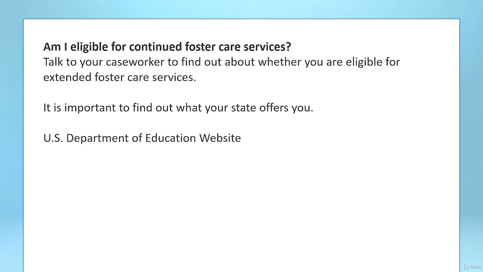Am I eligible for continued foster care services? Talk to your caseworker to find out about whether you are eligible for extended foster care services. It is important to find out what your state offers you.